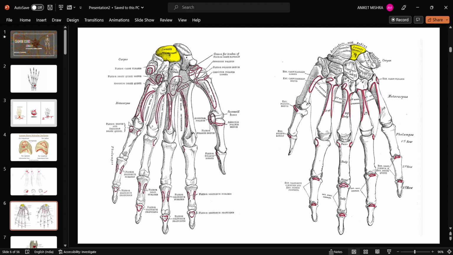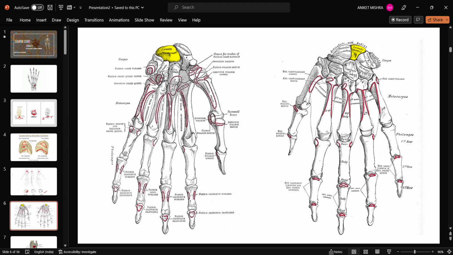When we talk about muscle attachments, there are no muscles that articulate, insert or originate from the lunate bone. When we talk about the ligaments, there are intrinsic and extrinsic ligaments. The intrinsic ligaments are the scapholunate ligament and the lunotriquetral ligament, and the extrinsic ligaments are the palmar radiotriquetral ligament, radioscapholunate ligament and ulnolunate ligament.